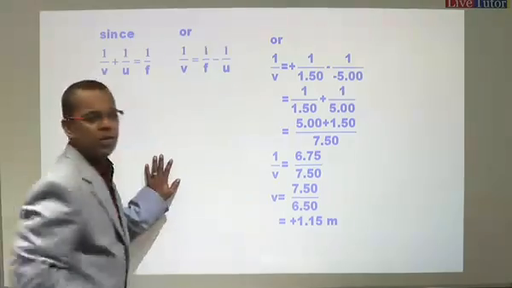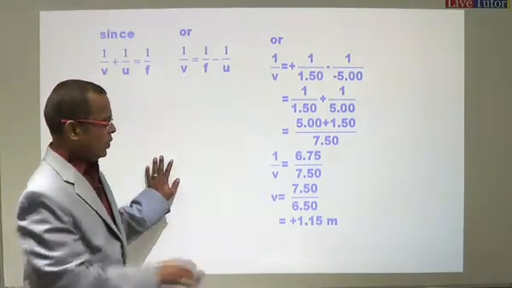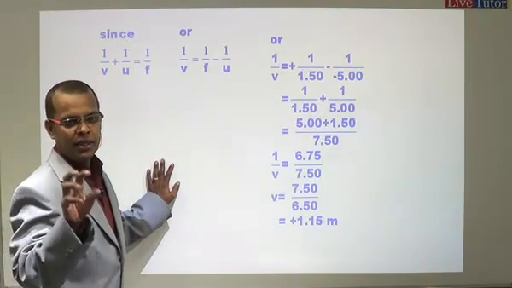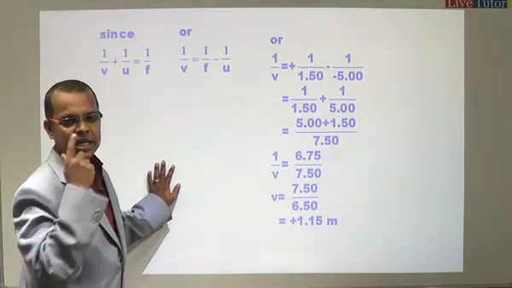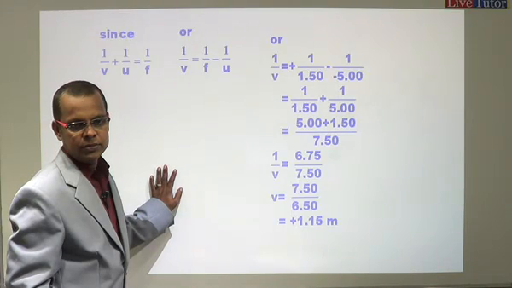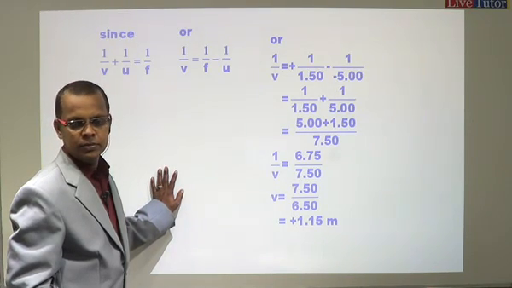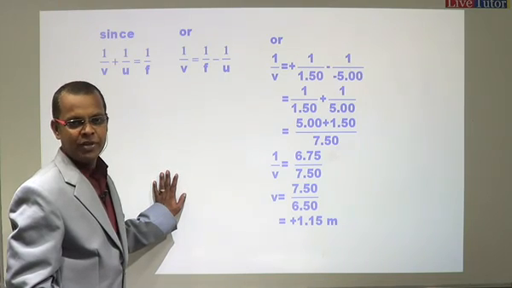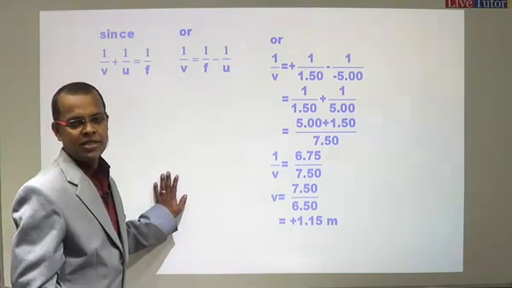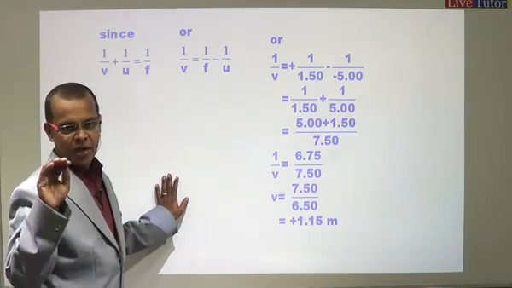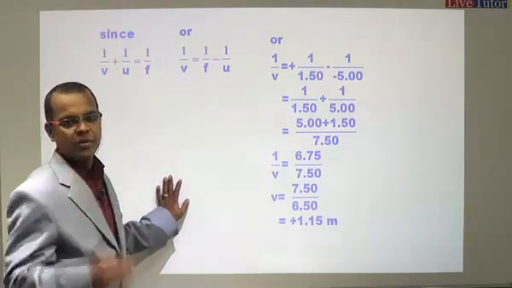Now what do you understand from this positive value? By looking at the value plus 1.15, can you imagine whether the image is in front of the mirror or behind the mirror? Is it a virtual one? If the value of V, that is the image distance, is positive, I am asking, if the image is given as positive 1.15, on which side of the mirror will the image be?